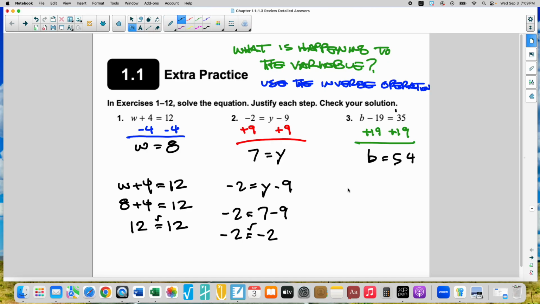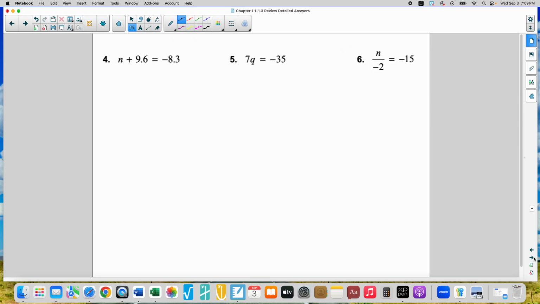54. Let's check it. B minus 19 equals 35. My B value is 54. Minus 19 equals 35. That's a weird 5. 9 from 4. We got a carry. 1 minus 5 is 1 minus 4 because we had to borrow. 35 equals 35. Good.